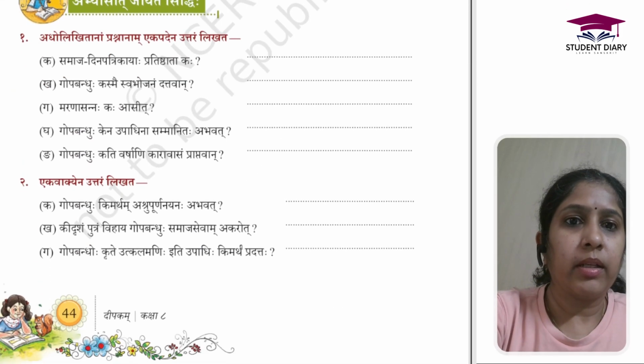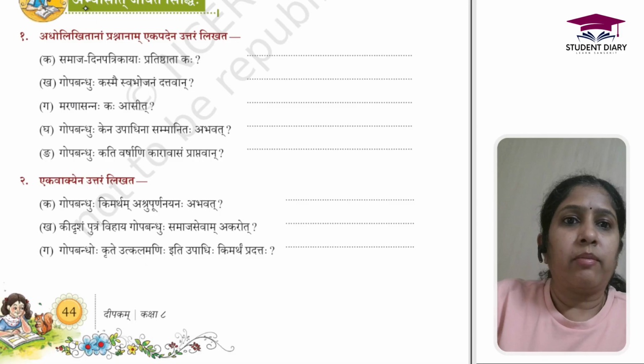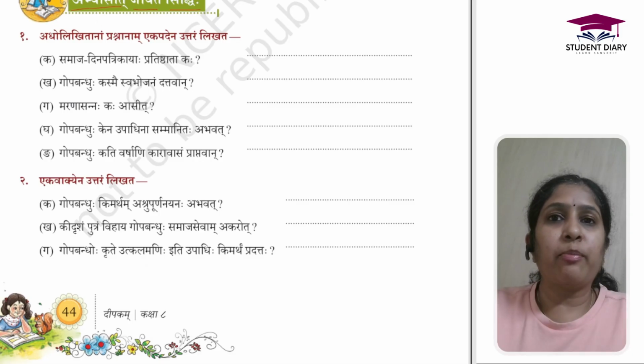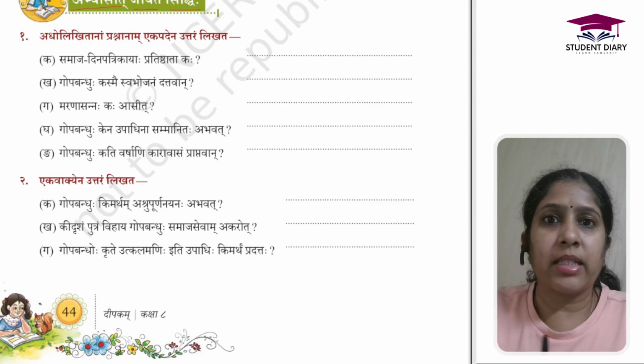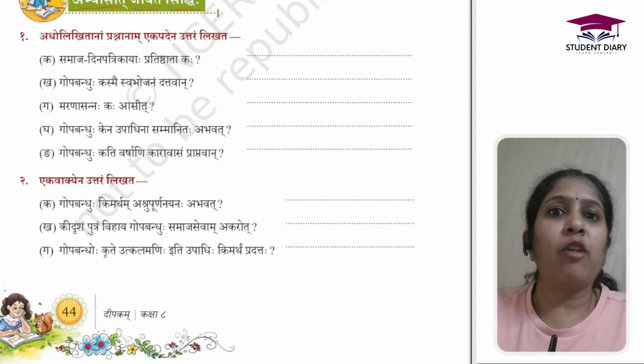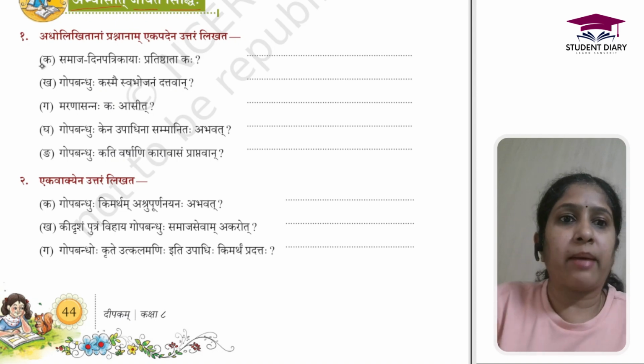Let's start. As we always say, abhyasat jayate siddhi, means we get perfection by doing the exercises, by doing the practice. Practice makes a man perfect. So, let's see how much we remember from our learning from the chapter.